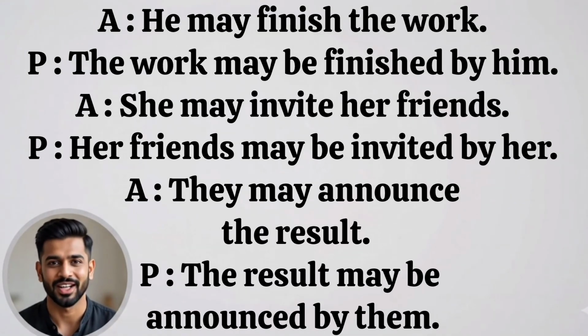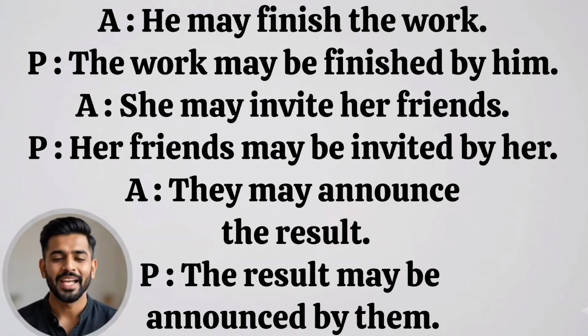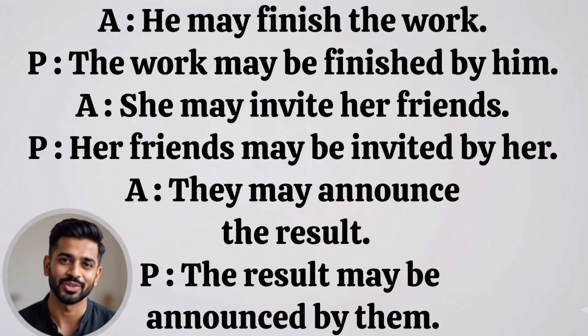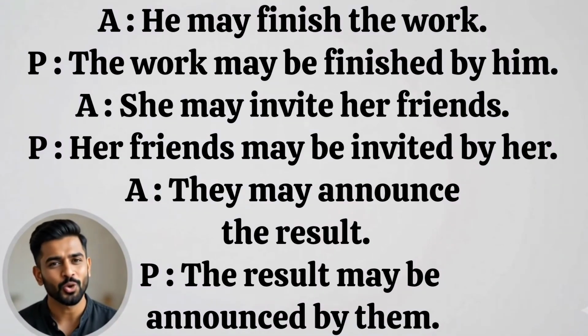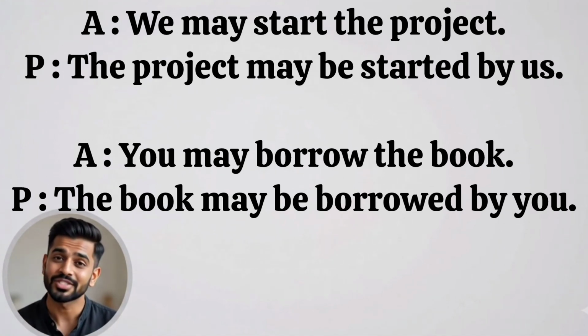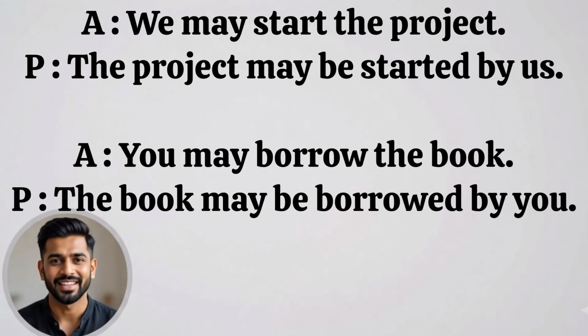21. He may finish the work. Passive, the work may be finished by him. 22. She may invite her friends. Passive, her friends may be invited by her. 23. They may announce the result. Passive, the result may be announced by them. 24. We may start the project. Passive, the project may be started by us. 25. You may borrow the book. Passive, the book may be borrowed by you.